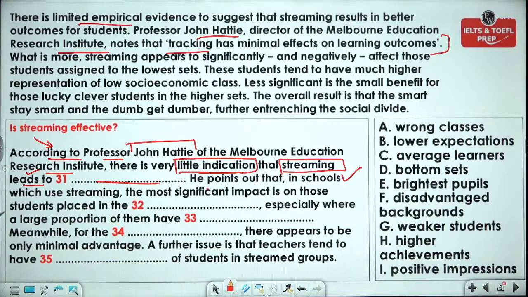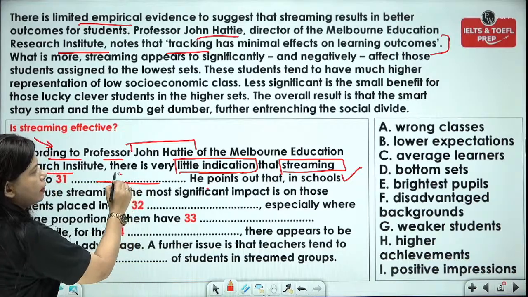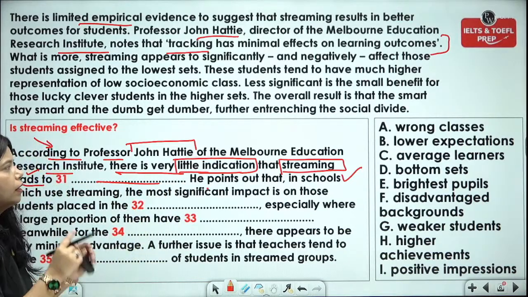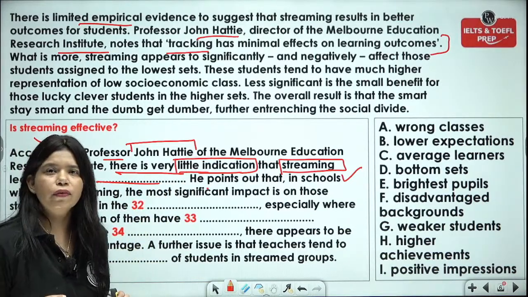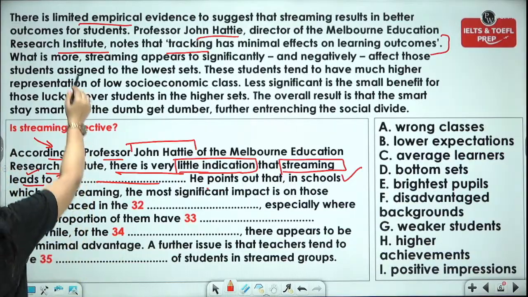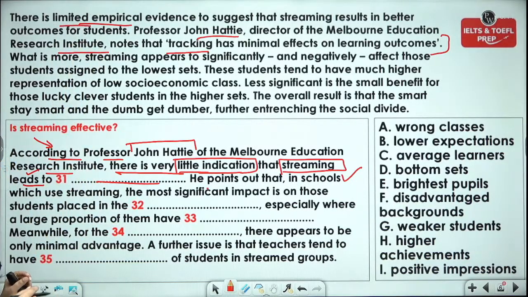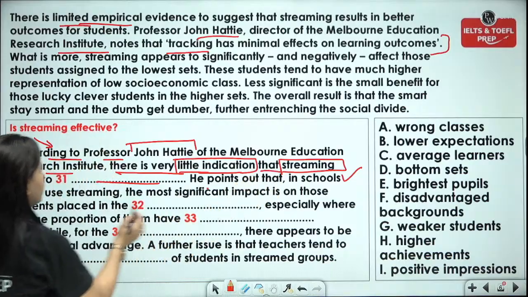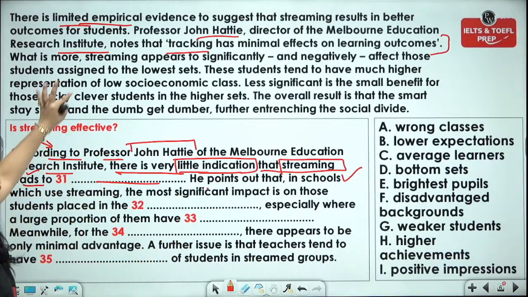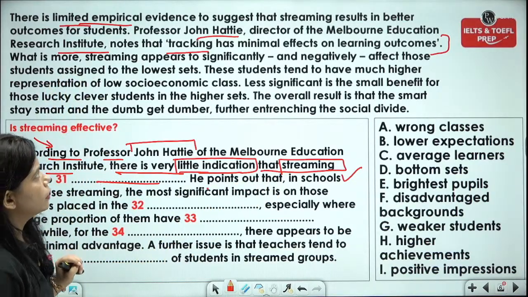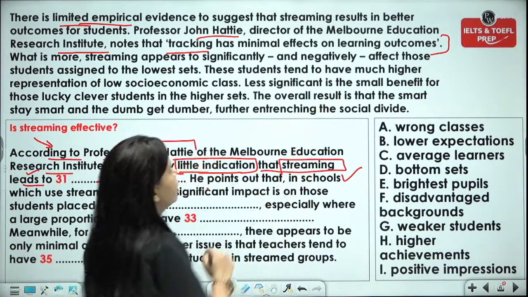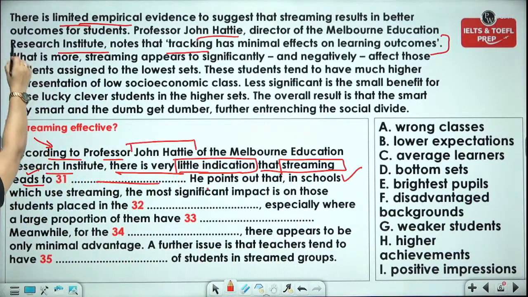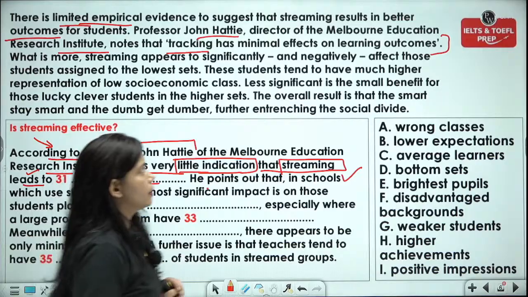Okay, let me explain. So it says there is very little indication. How has little indication been paraphrased here? For little indication, it's written there is limited empirical evidence. For what? That streaming leads to dash. So there's little evidence to suggest that streaming results in better outcomes. Here is your answer. Streaming results in better outcomes.